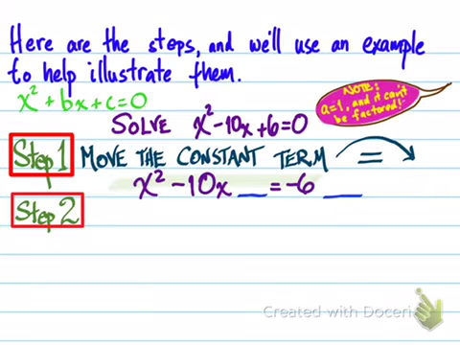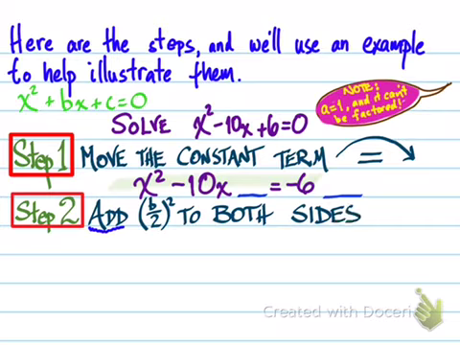You haven't really changed the equation. It's still true. And the number that we're going to add is very special. We're going to take the b term and take b over 2 squared, and we're going to add that to both sides of the equation.